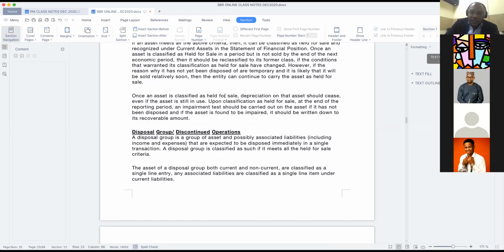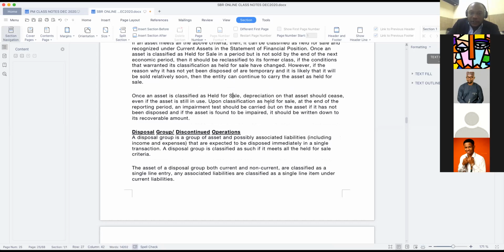Once an asset is classified as held for sale, depreciation on that asset should cease, even if the asset is still in use.